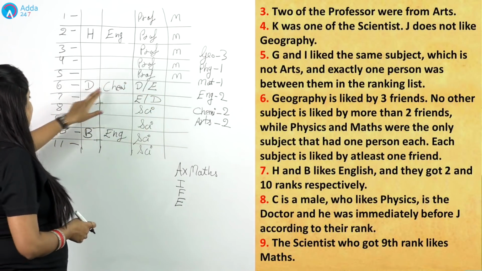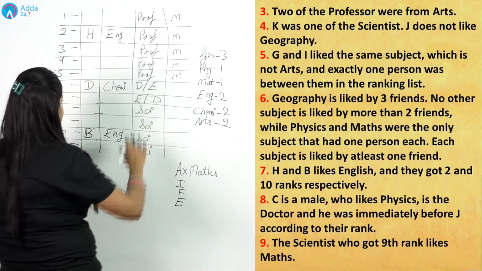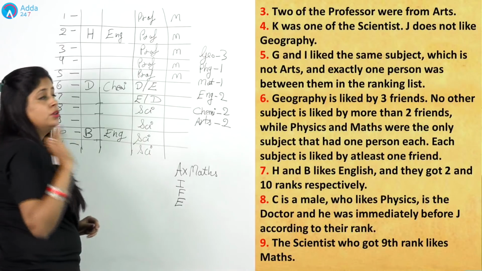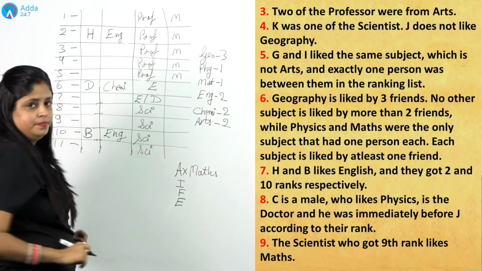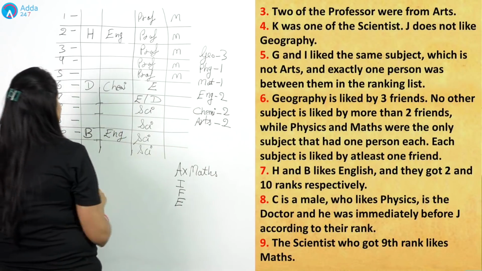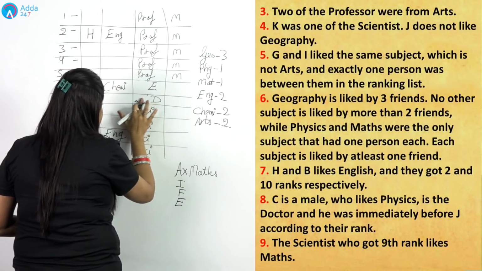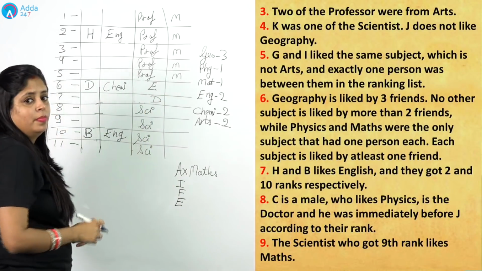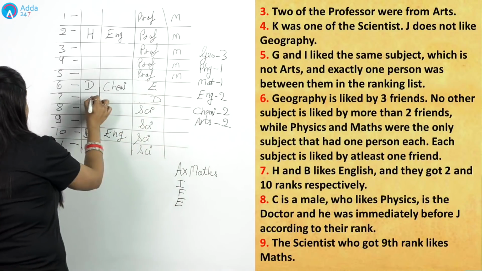And one doctor. If I am writing doctor here, then I can't place C here, which clearly says that D is not a doctor, which means that D is engineer. And when it is clear that D is engineer, then it is also clear that at rank number 7, doctor will come. And who is doctor? Just now we read that hint, C.